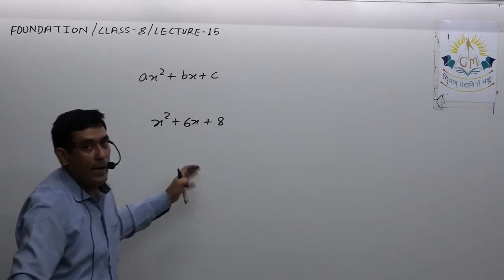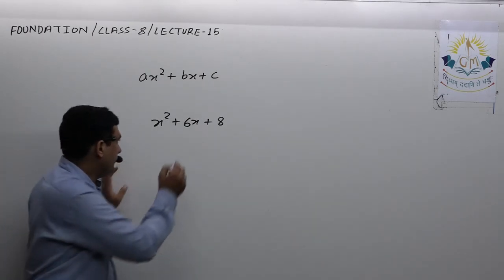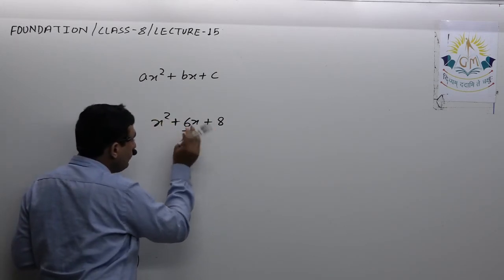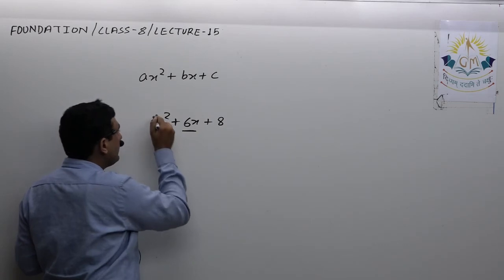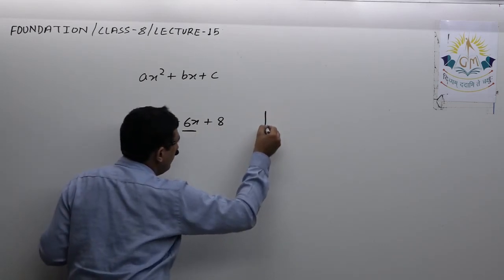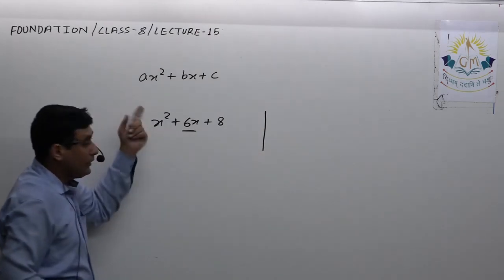So for that, we won't take any way. We have to split in such a way that the two terms by which we will split must be factors of a multiplied by c. Okay. So what is a, what is c?